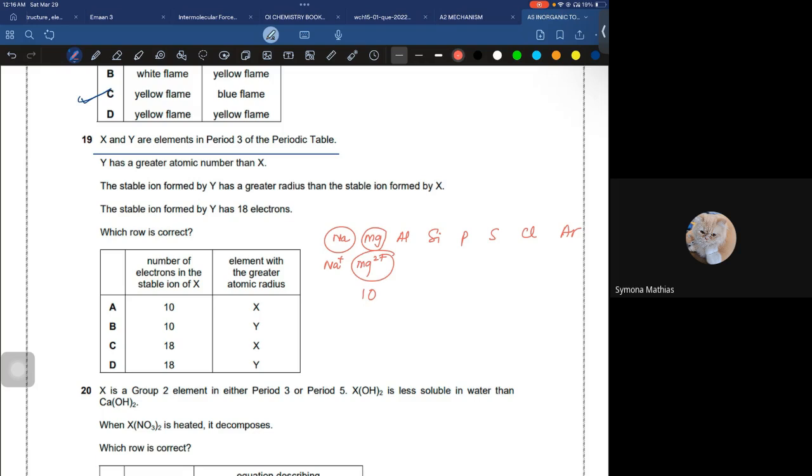Who can have 18? Of course, this should be chlorine because of proton number 17. So chloride has 18 electrons.